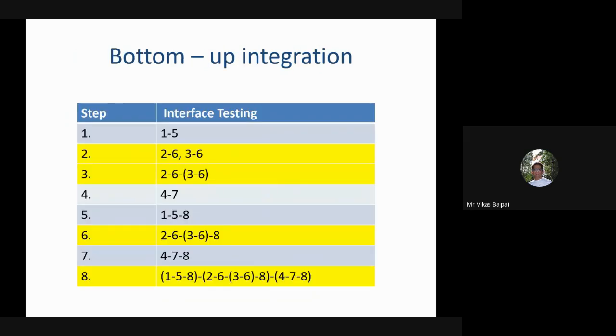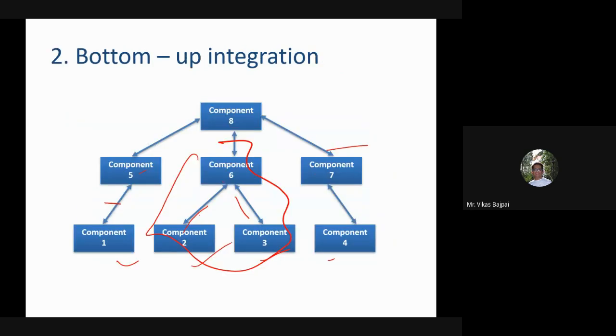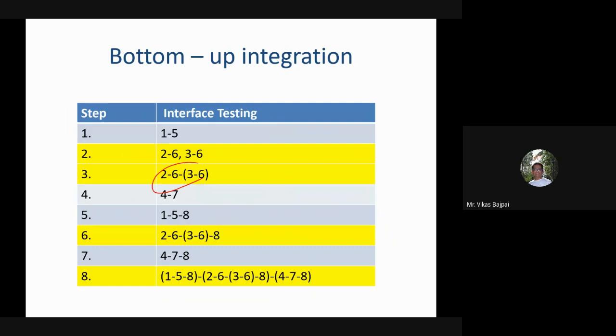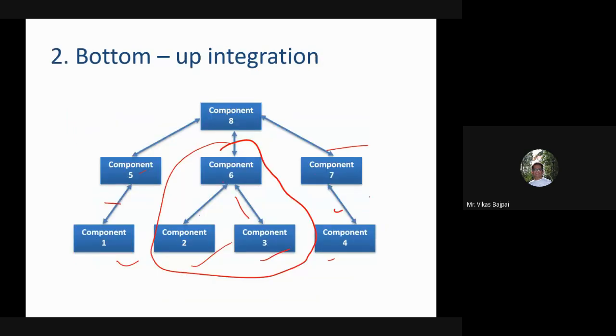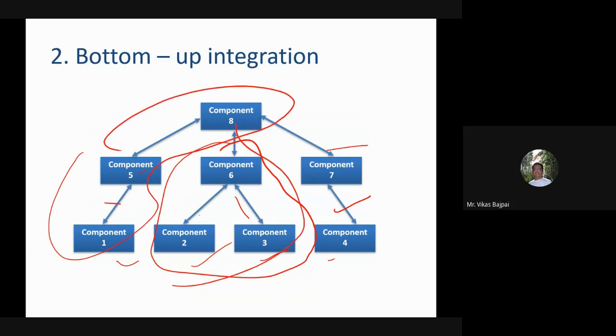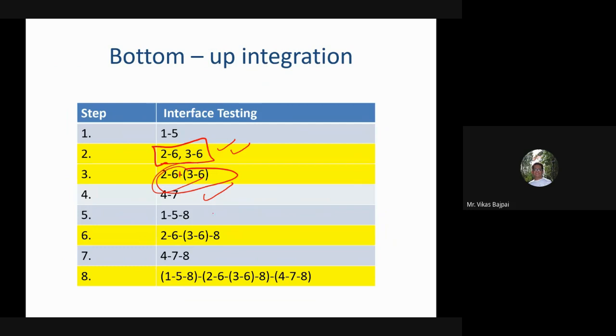If I've done 2636, I'll go for 2636 combined, just like in your top-down integration also. That means this as a whole, just to ensure that we have further added this. Instead of individually testing this, we've combined it to check whether this particular thing is also working well or not. Then we have 4, 7 and 1, 5. Once we have done this, we are left with this, so we went for 4, 7, 1, 5, 8.